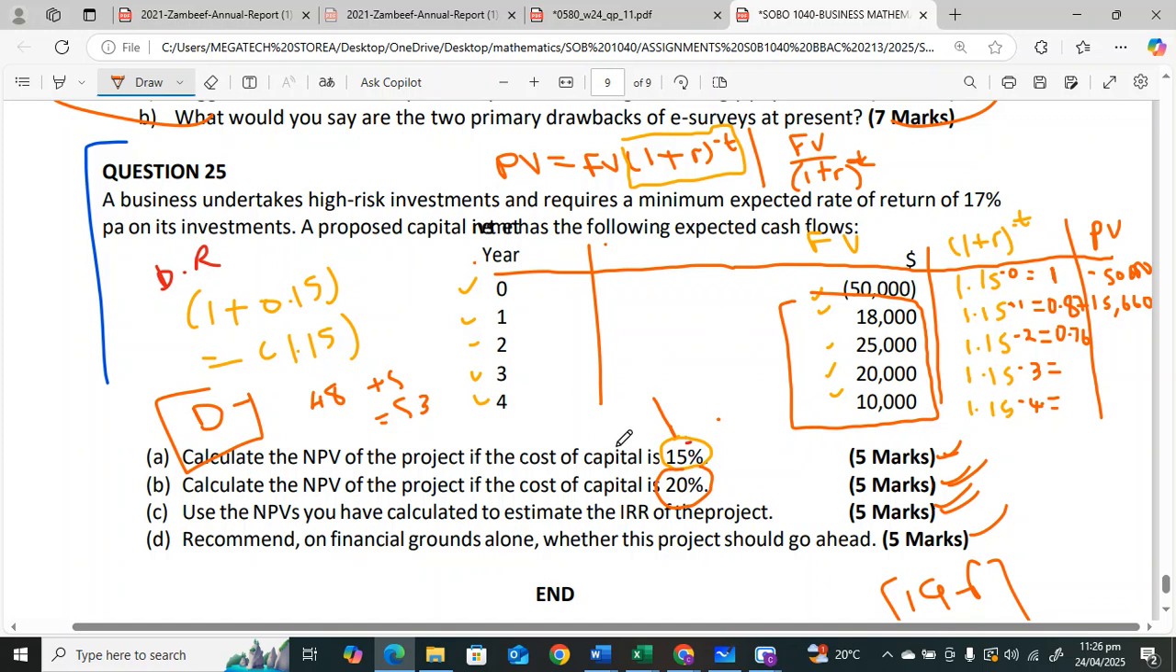And basically what we're doing here is finding the IRR of the project. So I'll explain once we reach part C. But whenever you're doing the internal rate of return, you have to get two net present values. One has to be positive and one has to be negative.